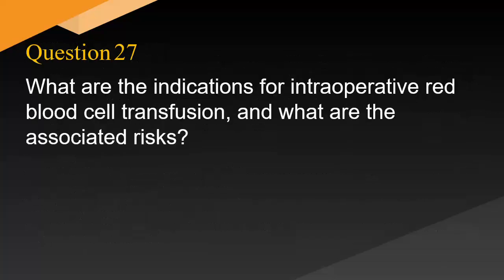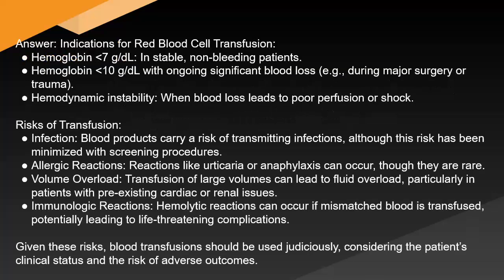What are the indications for intraoperative red blood cell transfusion, and what are the associated risks? Answer: indications for red blood cell transfusion. Hemoglobin below 7 g/dL in stable, non-bleeding patients; hemoglobin below 10 g/dL with ongoing significant blood loss, e.g., during major surgery or trauma. Hemodynamic instability, when blood loss leads to poor perfusion or shock.